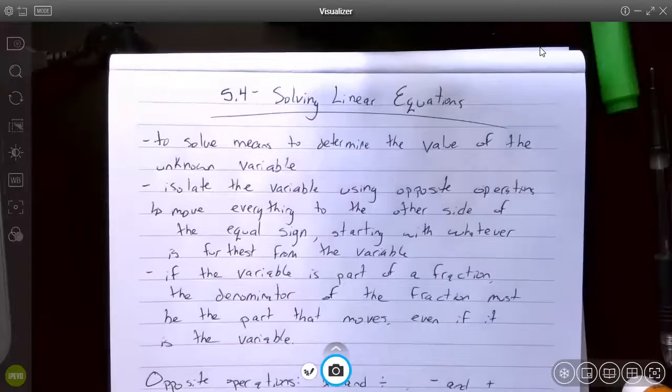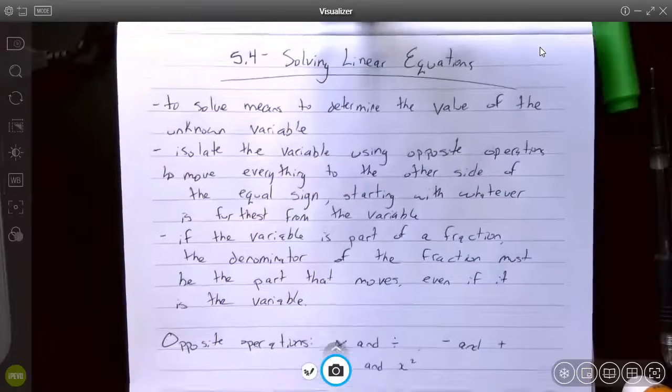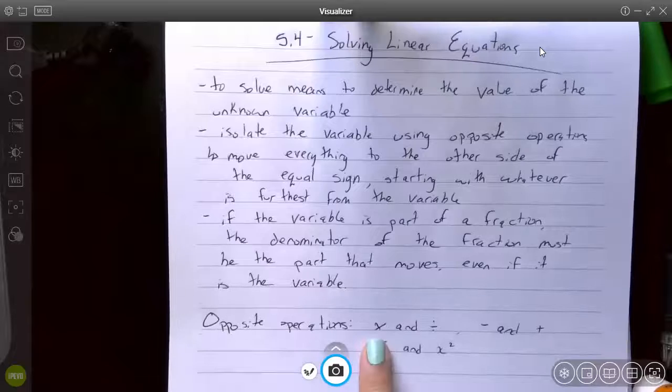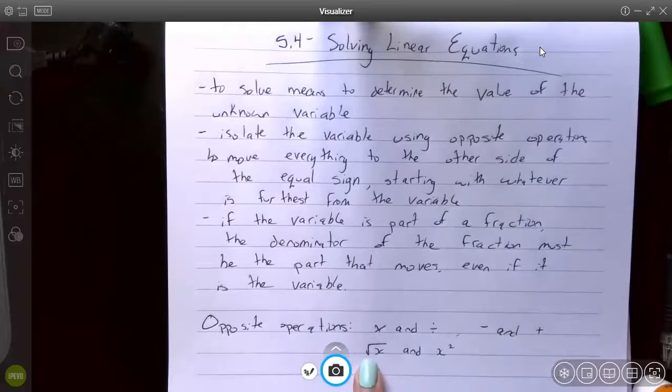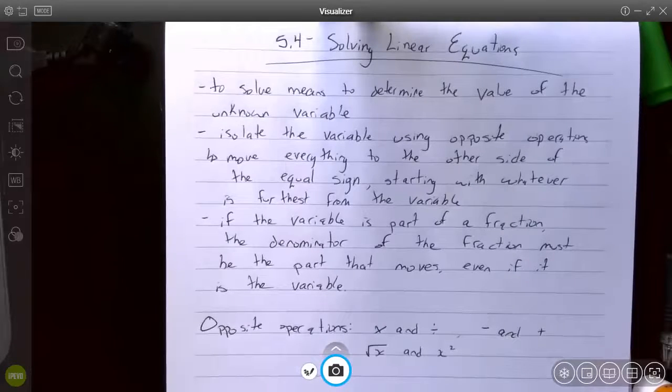If the variable is part of a fraction, the denominator of the fraction must be the part that moves, even if that is the variable. If that's the case, the variable would have to move to the other side. And as I'm sure you all know, our opposite operations: multiplication and division are opposite, so are subtraction and addition, so is taking the square root of something and squaring something. So let's get into some examples here.